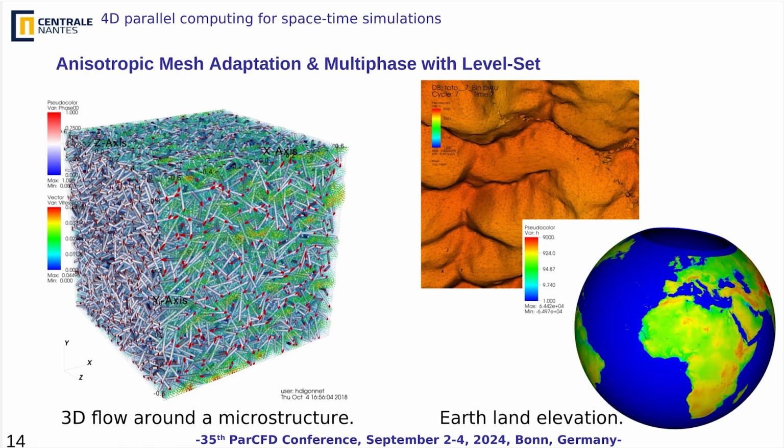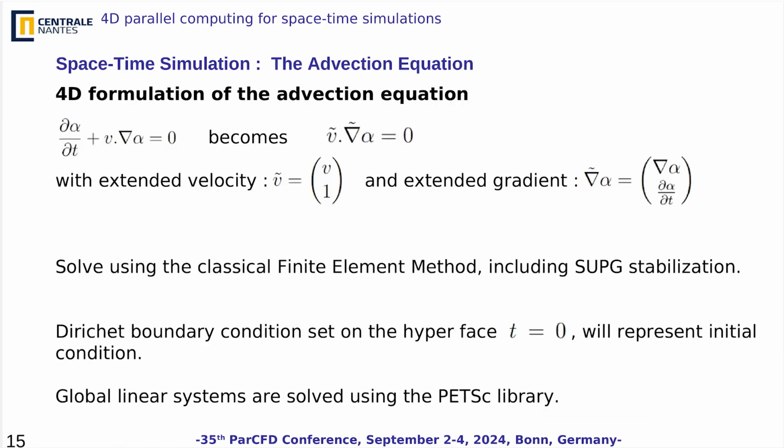So here we need quite a huge computational power. Now, space-time simulation. Yeah, it's okay. So the classical advection test case. It was the most straightforward equation I can do in 4D. So the classical formula becomes only v tilde dot grad tilde alpha equals 0, with an extended velocity, the classical velocity v and 1 in time, and the extended gradient with 0 alpha of 0t on the fourth direction.